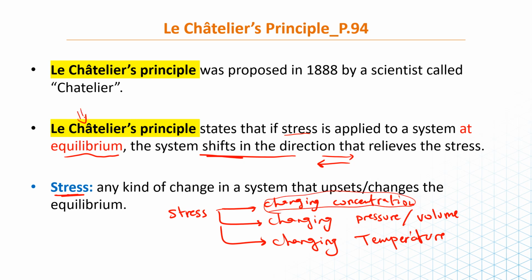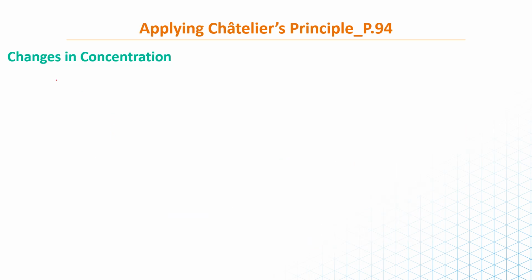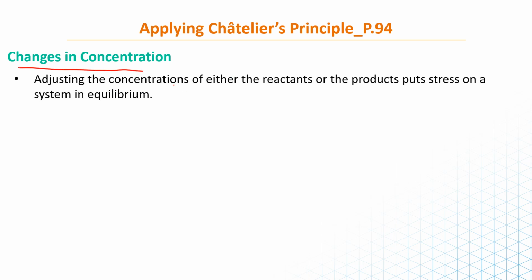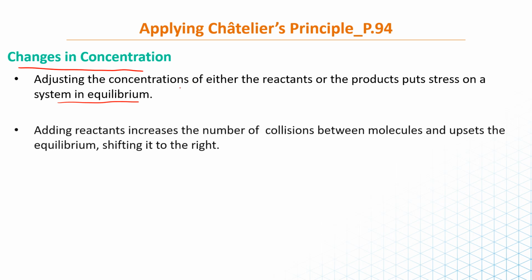Another way to define Le Chatelier's principle is that الباب اللي تجيك من الريح نسده ونستريح. If we disturb the system, we try to remove this disturbance, and we'll see how that happens. So, changing the concentration. Adjusting the concentrations of either the reactants or products puts stress on a system in equilibrium. يعني السيستم أو التفاعل لما يكون في اتزان، إذا غيرنا كميات النواتج أو المتفاعلات هذا يخرب التوازن، يخرب الاتزان، صح? So what should happen?